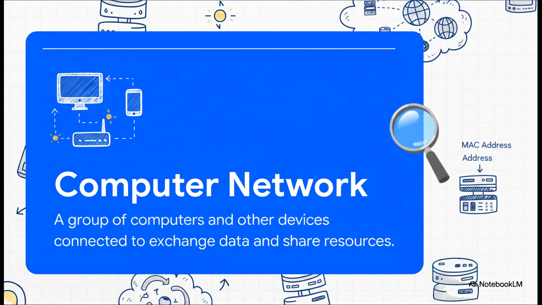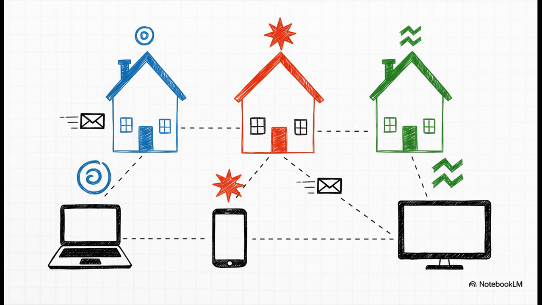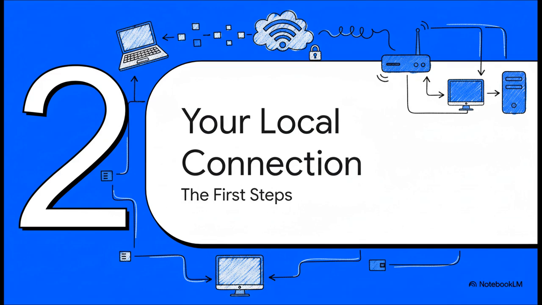Think about sharing a printer in your office or watching a video from a server halfway across the world. And here's the crucial part. Every single one of those devices is called a node. And just like your house needs a street address for mail to get to you, every node on a network needs its own unique address. Your phone, your laptop, your smart fridge, they all have one. Without that unique address, sending information to the right place would be, well, completely impossible. It'd be total chaos.